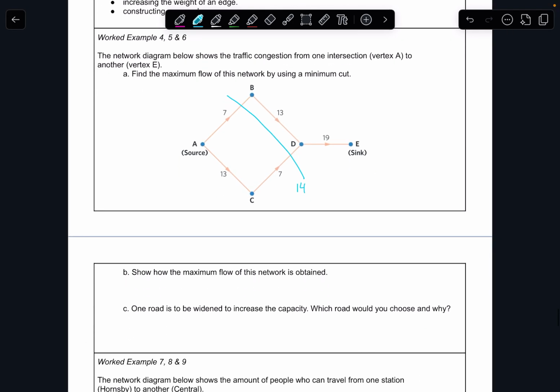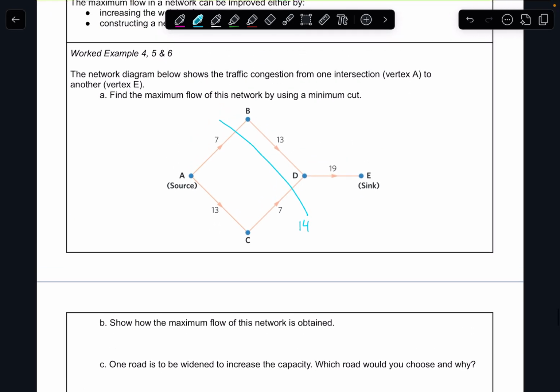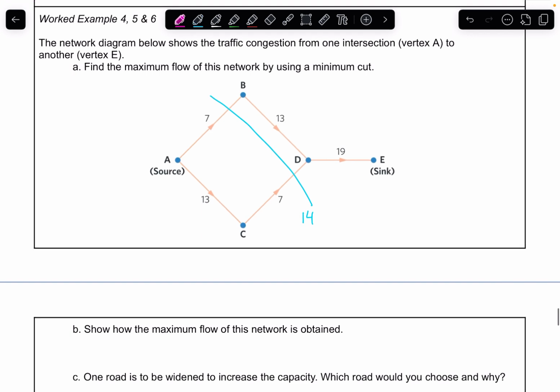Then it says, show the maximum flow of this network. So now what we're going to do is do the flow. We're going to go 7 coming out, 13 coming out. Out of my 7, I can have 13 coming out, but 7's the maximum, so we'll change that to a 7. Out of my 13, the maximum coming out is a 7, so we've got that 7 as well. And then coming into here, we've got 7 and 7, which is 14, so the maximum coming through here is going to be 14. So our max flow equals 14.